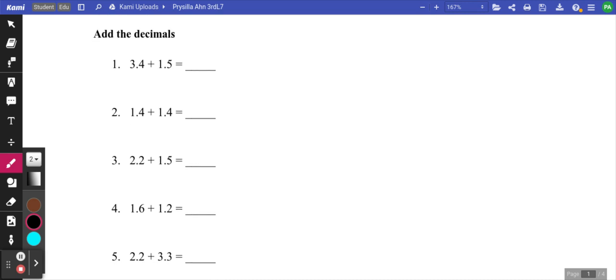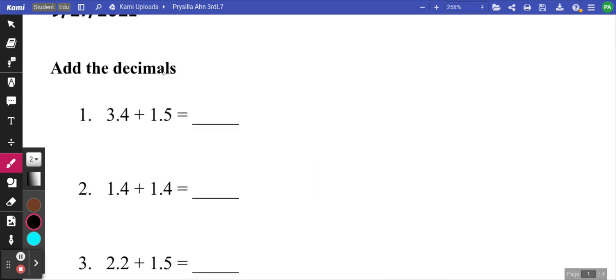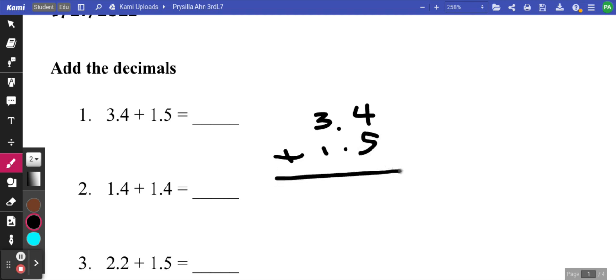So adding decimals is simply adding, but you're just going to add a decimal. For example, number 1, you have 3.4 plus 1.5. And you're just literally going to add straight across. So 4 plus 5 is 9, and 3 plus 1 is 4. And since there is 1 decimal in the equation as the greatest amount, you're just going to put 1 decimal there, and your answer is 4.9.